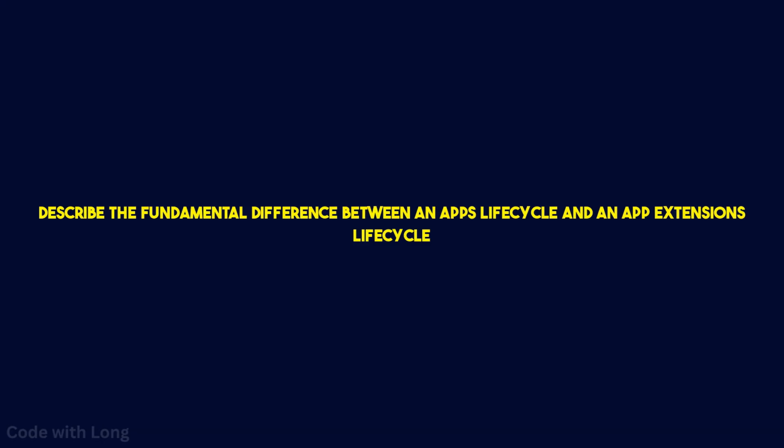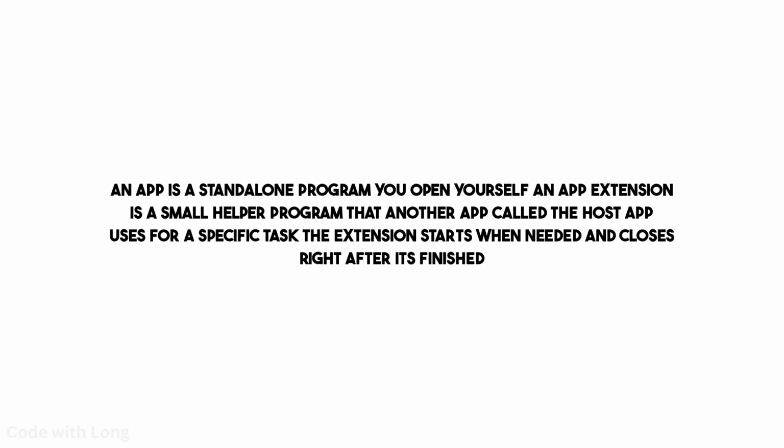Describe the fundamental difference between an app's lifecycle and an app extension's lifecycle. An app is a standalone program you open yourself. An app extension is a small helper program that another app, called the host app, uses for a specific task. The extension starts when needed and closes right after it's finished.